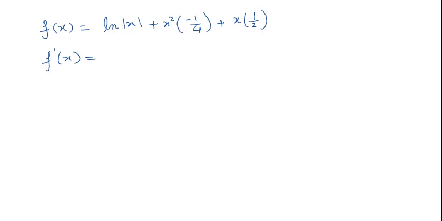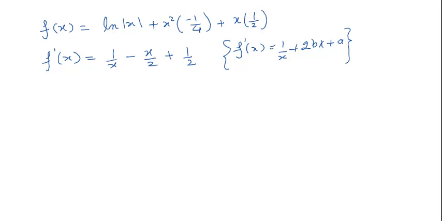So in the expression of f'(x), let us substitute the values of a and b. That will give 1 over x minus x by 2 plus 1 by 2. What we have done in the expression f'(x) = 1/x + 2bx + a is we have substituted the value of b, that is -1/4, and the value of a, that is 1/2. So we get f'(x) this way.